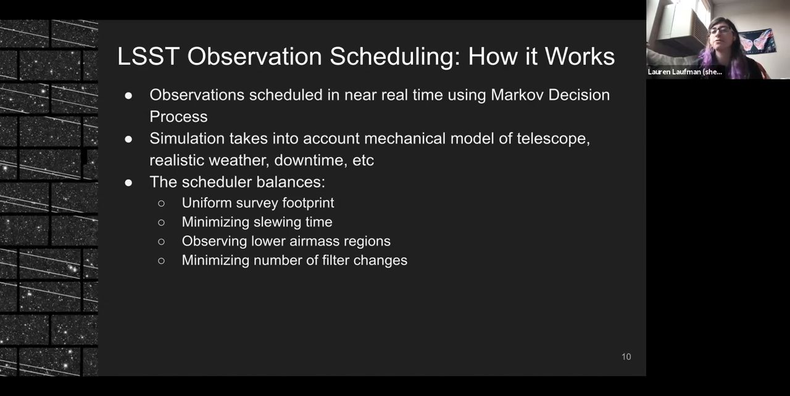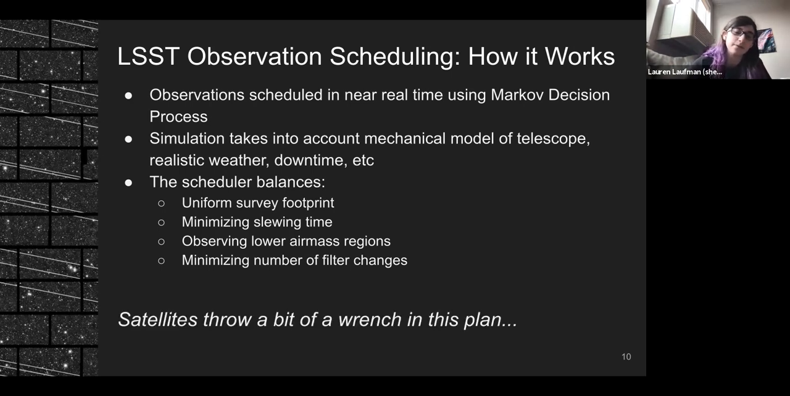We also want to observe lower air mass regions. So if your telescope is pointed directly up, there's a lot less atmosphere between it and space than if you're looking at something on the horizon. And the more atmosphere there is between you and your target, the worse your image. And last of all, we want to minimize the number of filter changes because LSST has filters. Imagine a big piece of glass in different colors and you stick it over the camera. That's important to astronomy, but I won't get into why.